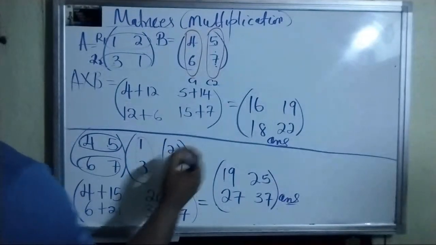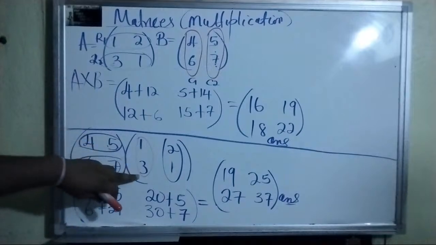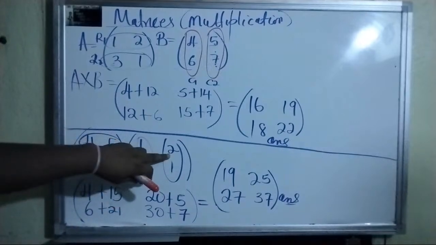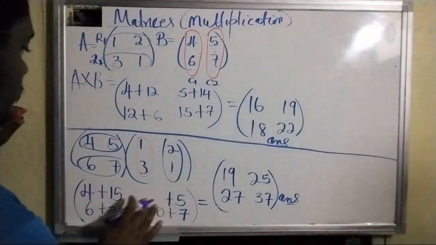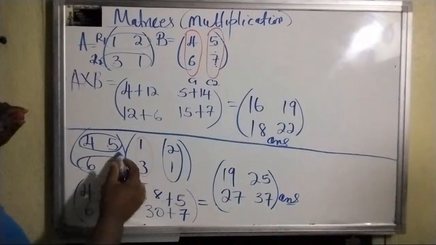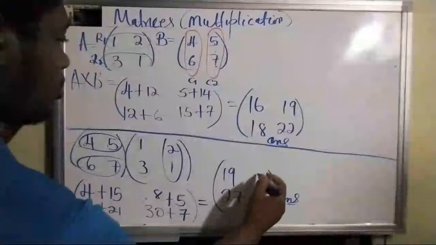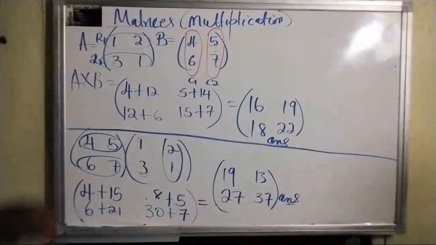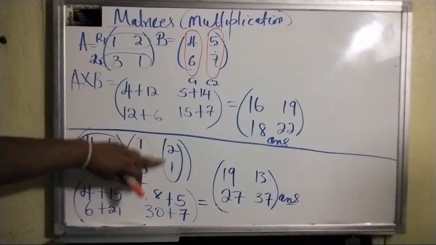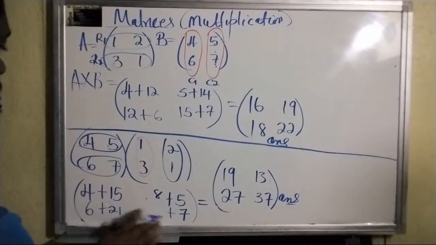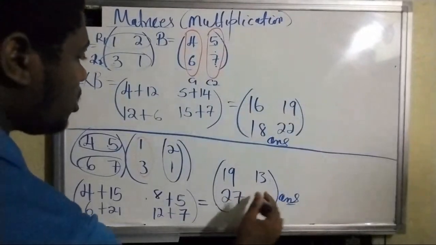Alright, so I could just retract. So 4 times that, that's correct. 5 3s is 15. 4 2s is 8. So instead of 20, it would be 8. And 5 1s is 5. So this would give us 13. Alright, for this one now, 6 2s is 12. So right here, it would be 12. And then this now would be 19.